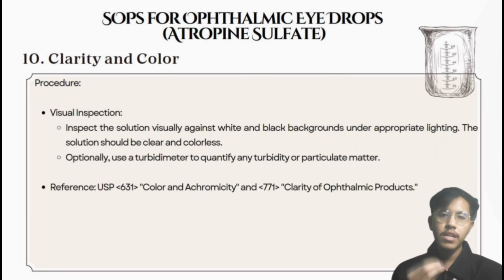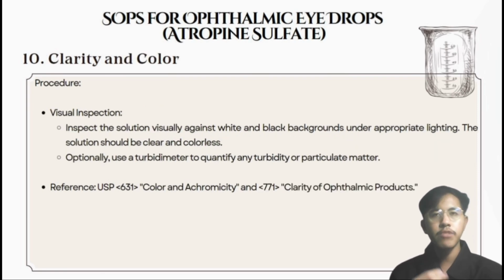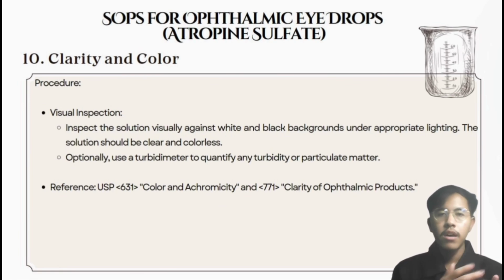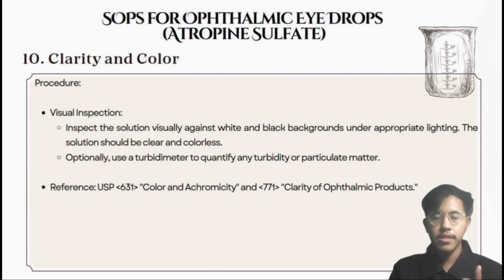The clarity and color test checks the solution's transparency and the absence of discoloration. The solution is visually inspected against white and black backgrounds and under proper lighting. Optionally, a turbidimeter can be used to quantify turbidity. This test adheres to USP 631 for color and achromaticity and USP 771 for clarity.